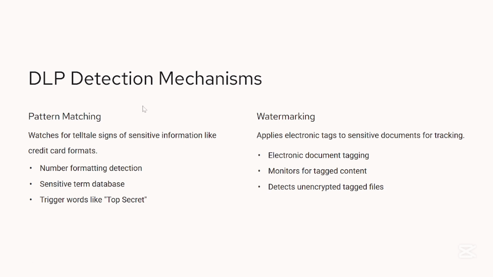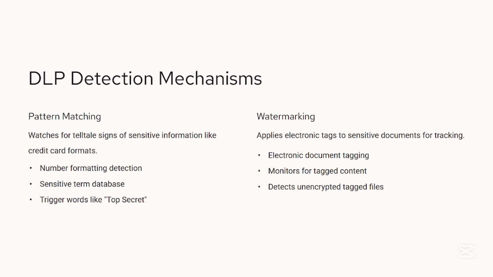Next, we can talk about watermarking, which is another mechanism for DLP, data loss prevention detection. So watermarking basically applies electronic tags to sensitive information for tracking. So these electronic tags are either applied by the system or by our administrators. And these can be sensitive tags like confidential.